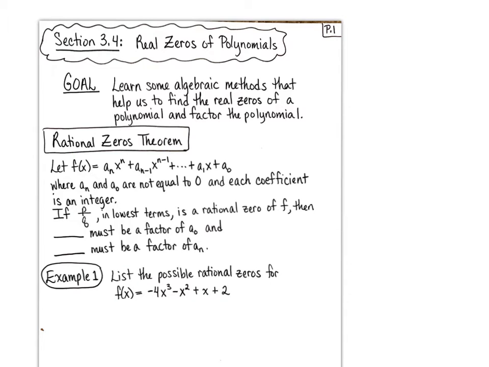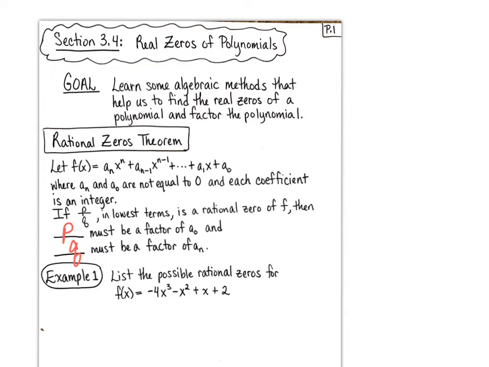I hinted at this in the previous section whenever we discussed it. Let f of x be equal to this polynomial of degree n, where a_n and a_0 are not equal to 0, and each coefficient is an integer. If p over q in lowest terms is a rational zero of f, then p must be a factor of a_0, so it has to be a factor of your constant, and q must be a factor of a_n.